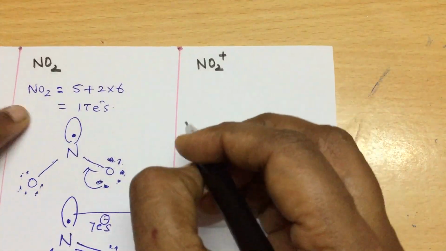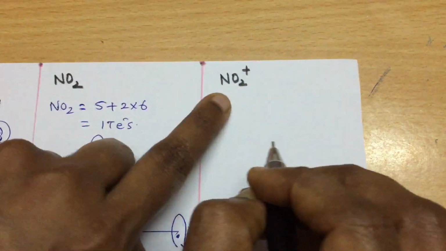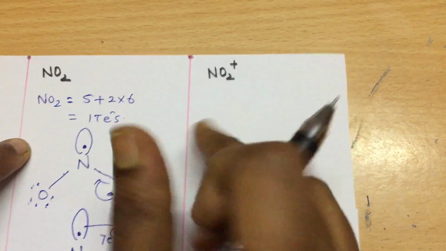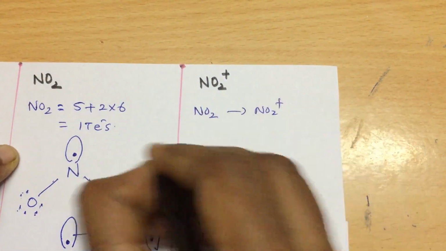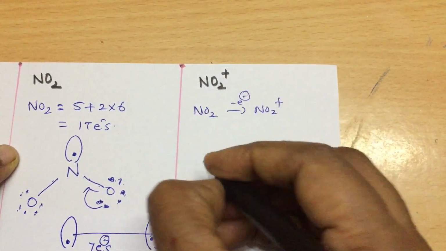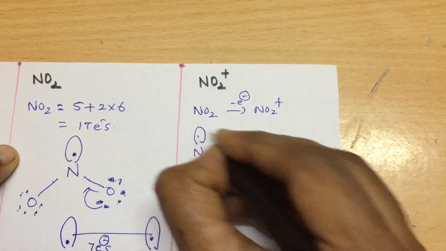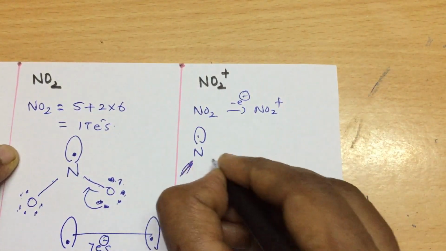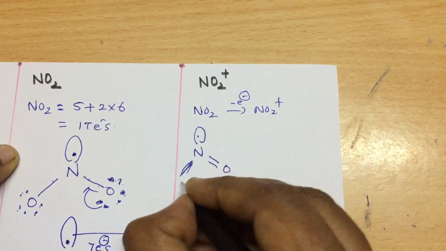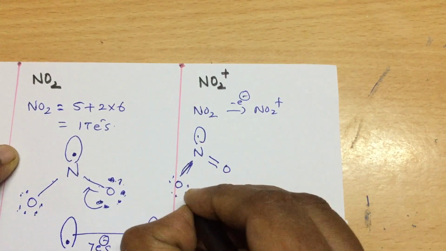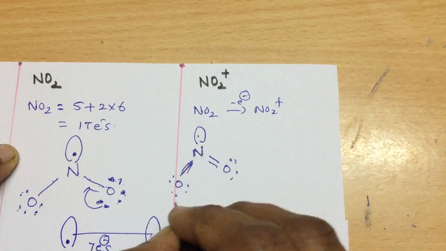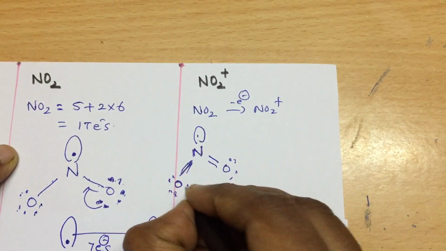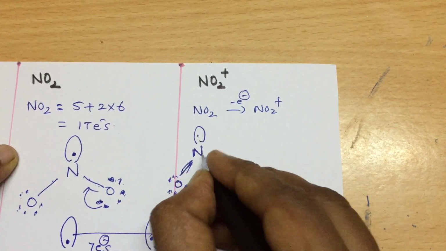Now see, I'm going to do a shortcut, NO2 to NO2 plus. How to derive this? If I take an electron away, I can get this, no? So for NO2 to NO2 plus, I must remove an electron. From this structure, I'm going to remove one electron. Where to remove the electron? I can remove the electron only from the least electronegative atom, right? Which is the least electronegative atom? Nitrogen.